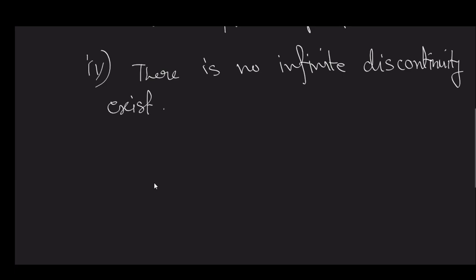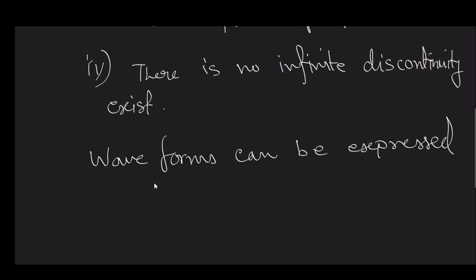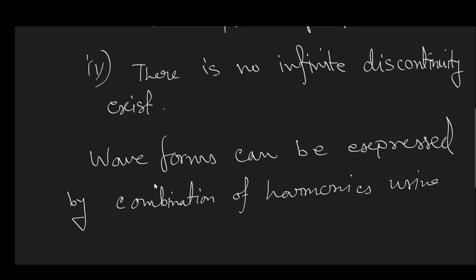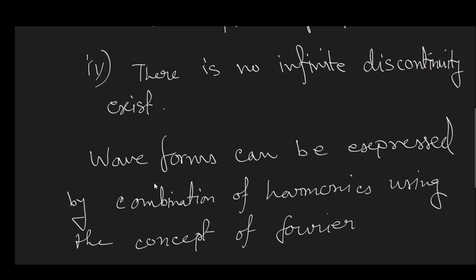Hence, all these waveforms can be expressed by a combination of harmonics using the concept of Fourier analysis. So we can carry out that Fourier analysis, and we can figure out what harmonics are present in our space angle waveform, and we can expect that the same type of harmonics will be present in our EMF waveform.